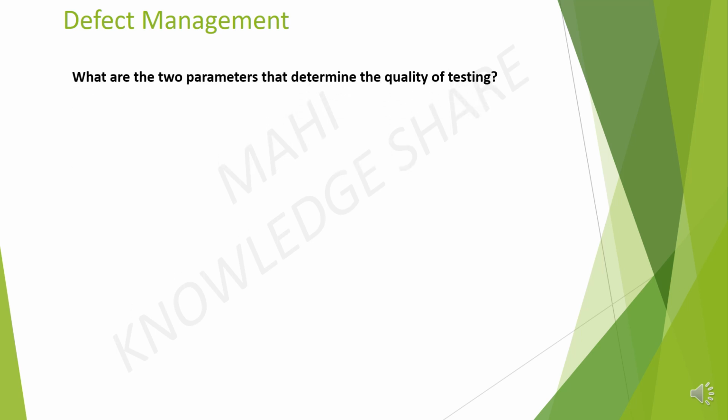What are the two parameters that determine quality of testing? The first parameter is defect rejection ratio. It means percentage of defects rejected by development team that are raised by testing team during testing phase. The second parameter is defect leakage ratio. It means percentage of defects identified by end users or customer after system integration testing done by testing team.